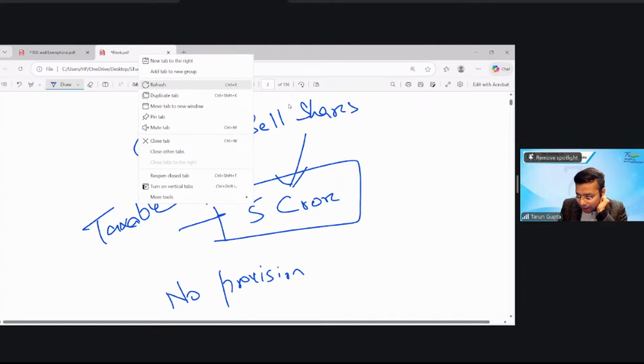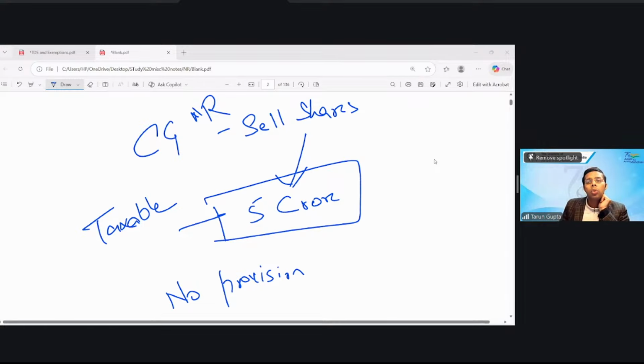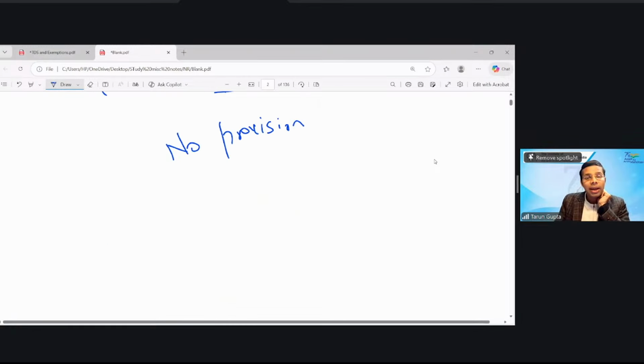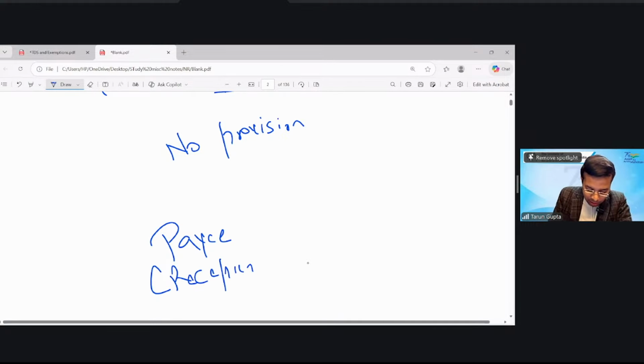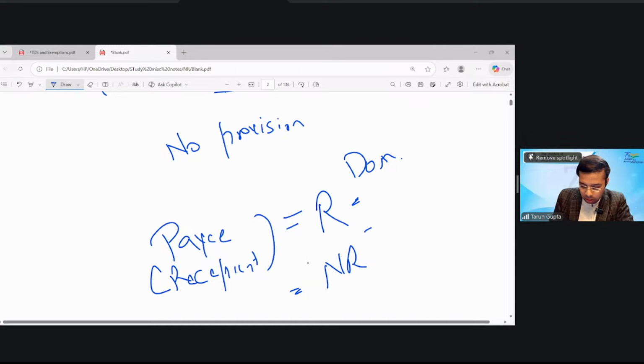So the query is, in domestic TDS, can the payee be NR also? Yeah, no. The payer can be R or NR, but the residential status of the payee decides whether it's a domestic or international TDS. Payee means the recipient. If the recipient is R, then it's domestic. And if the recipient is NR, then it is international.